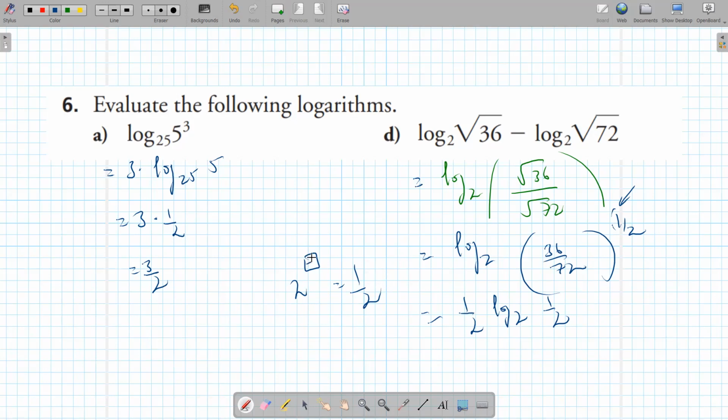Cool? Do you disagree with that? 2 to the power -1 is 1 over 2. So this entire thing, log base 2 of 1 over 2, becomes 1 over 2 times -1, which is -1 over 2, and you are done for the final answer. Let me know if that made sense. I think it makes sense.